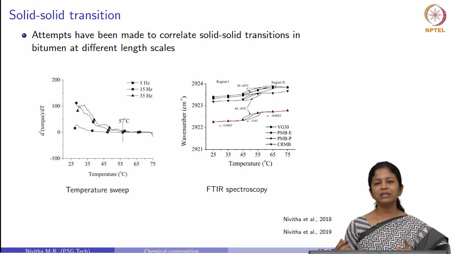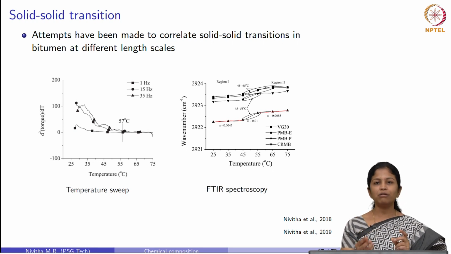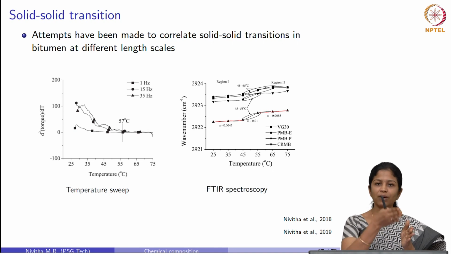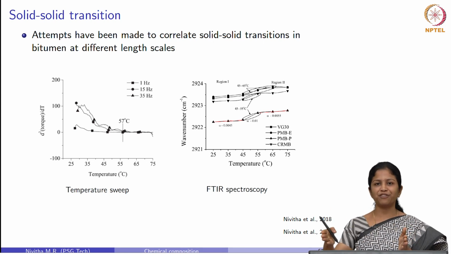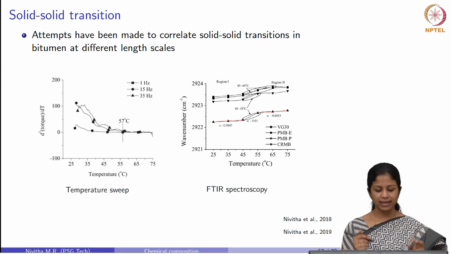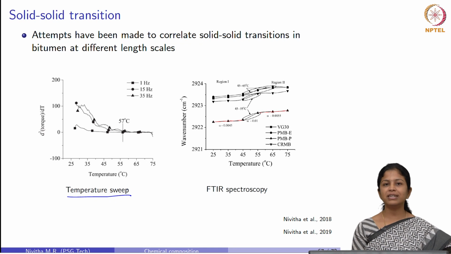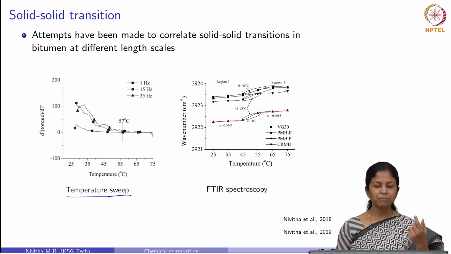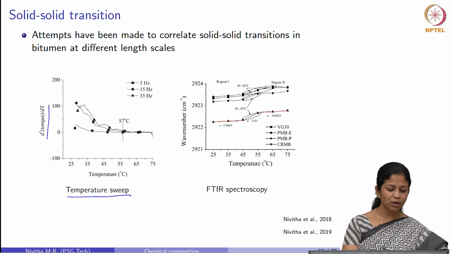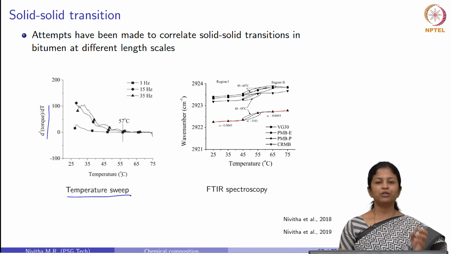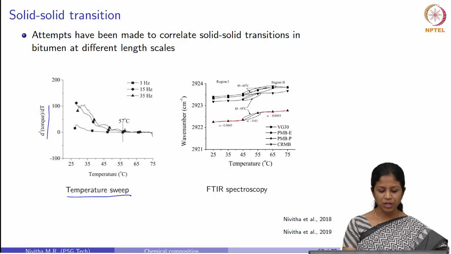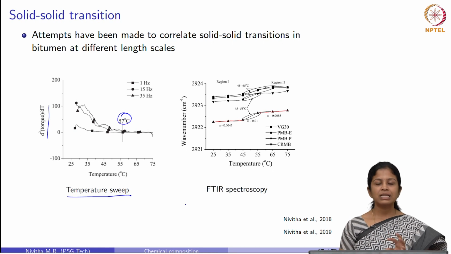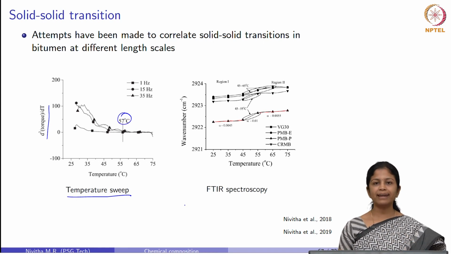So, then there was a study which was conducted to find out when the transition between the viscoelastic solid like and the viscoelastic fluid like occurs in bitumen. So, this was measured at 2 different length scales. One is using a rheological test, a temperature sweep test. So, again you know what a temperature sweep test is. The torque was measured from this temperature sweep test and a torque derivative was calculated with temperature. So, this torque derivative was observed, and at 57 degrees Celsius some transition in the material was indicated by this parameter.